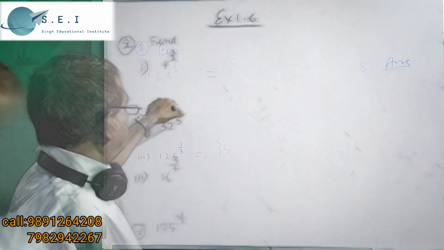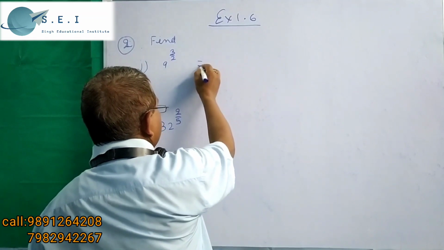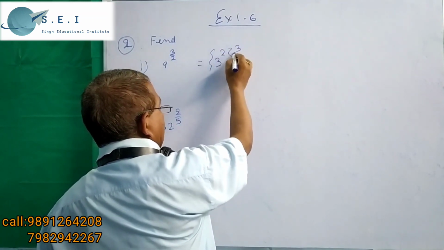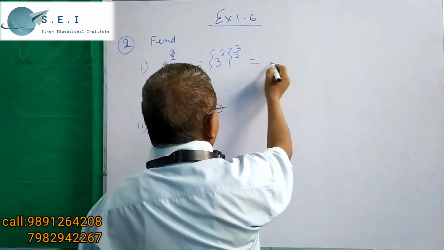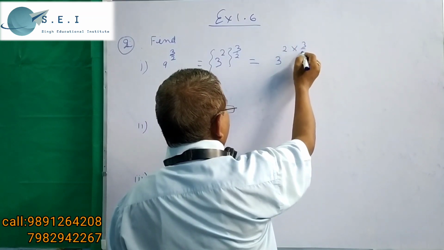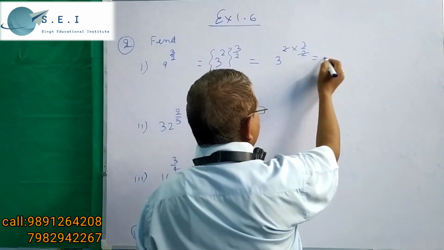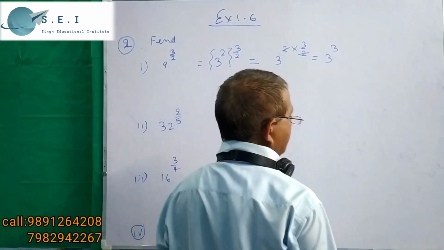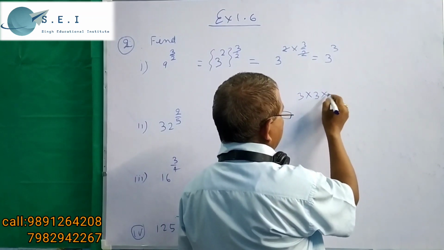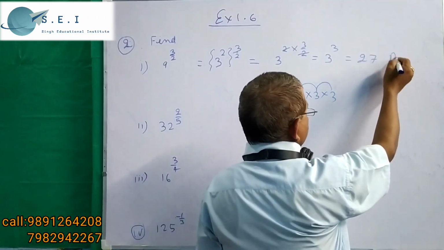Now question number 2. Find 9 to the power 3 upon 2. This 9 can be written as 3 square, and to the power 3 upon 2. In the next step, this 3 square into 3 upon 2, this 2 gets cancelled out, and this is equal to 3 to the power 3. It means 3 is multiplied 3 times. 3 3s are 9, 9 3s are 27. The answer is 27.